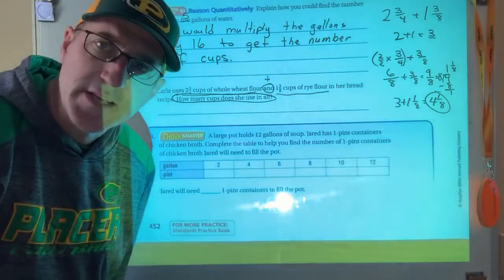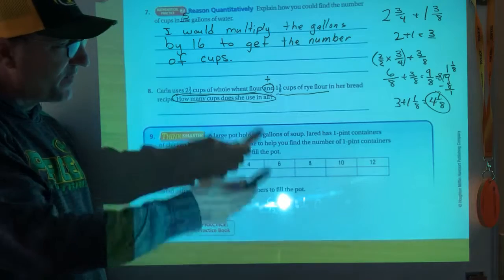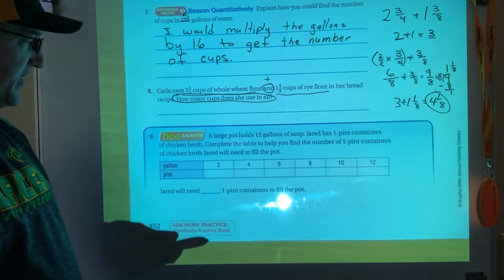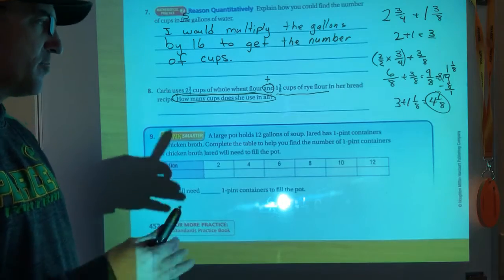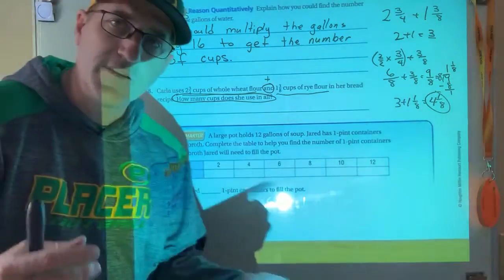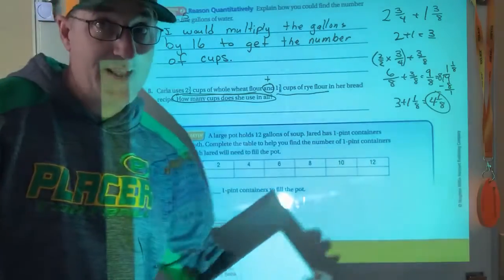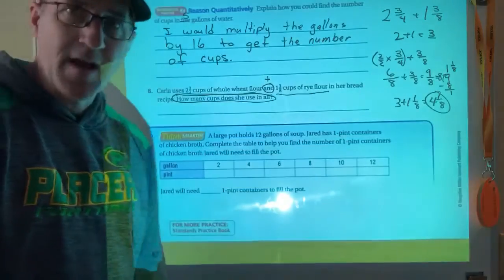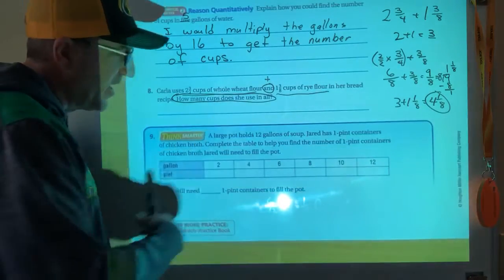Bravo. Way to go. This is an interesting one here. A large pot holds 12 gallons of soup. Jared has 1 pint containers of chicken broth. Complete the table to help you find the number of 1 pint containers of chicken broth Jared will need to fill the pot. So he's got all these chicken broth pints, and he's got a big, gigantic 12-gallon pot. I mean, that's big, right? How many is he gonna need to put in there, right? So we got this function box. We got to fill it out.